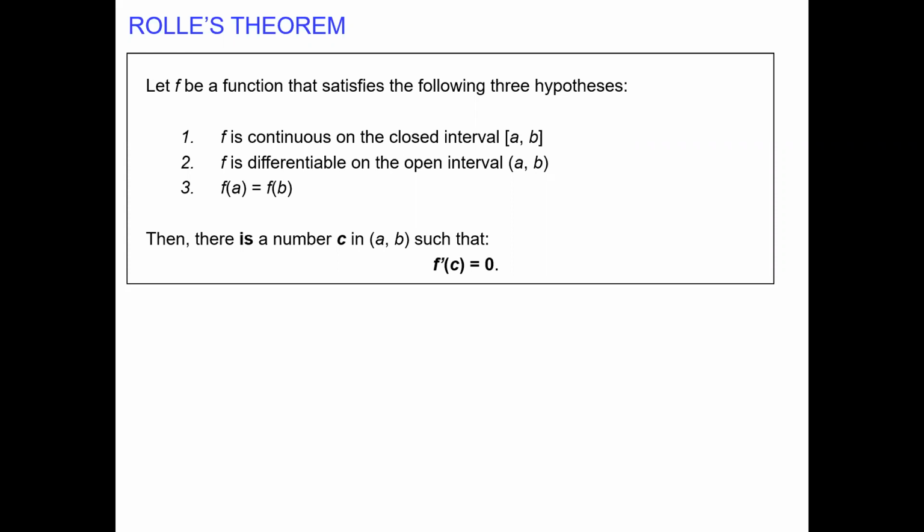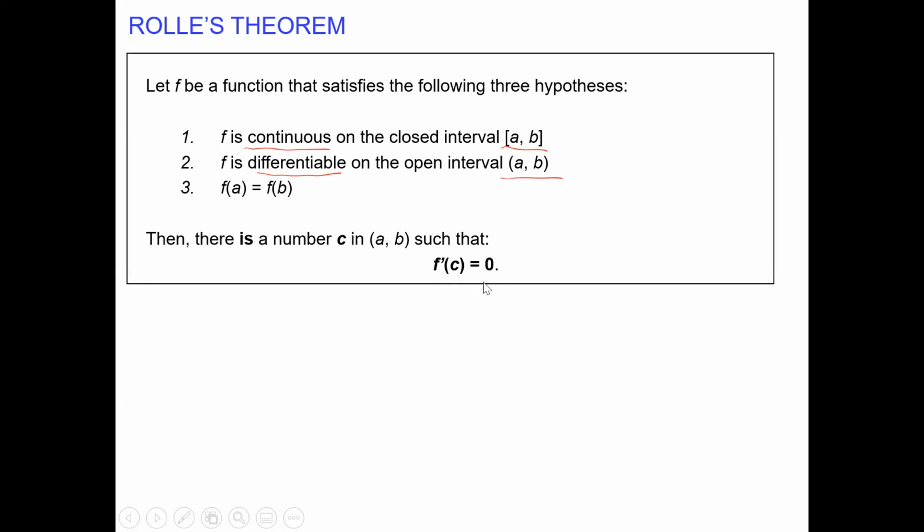Let f be a function that satisfies the following three hypotheses. The function must be continuous on the closed interval, differentiable on the open interval. Of course, we're not including endpoints because derivatives do not exist at the sharp ends. And the value at the endpoints has to be the same: f of a equals f of b. Then there exists a number c in (a, b) such that the derivative at c is 0.